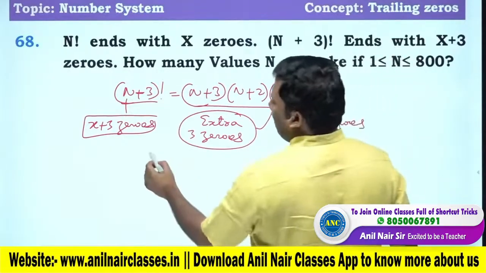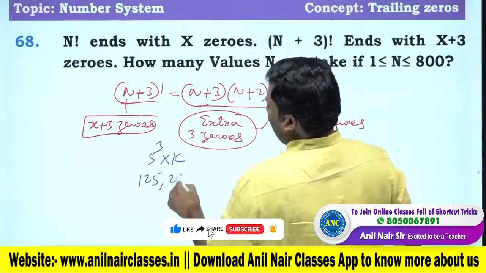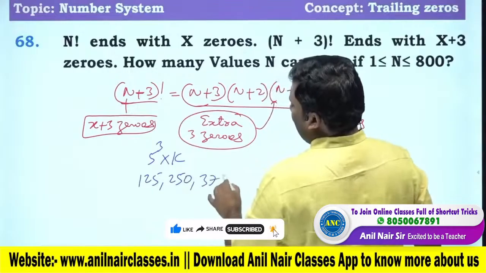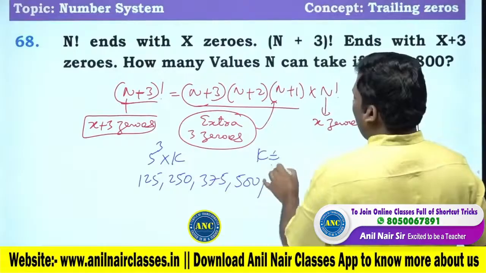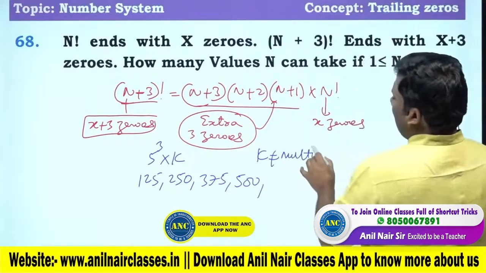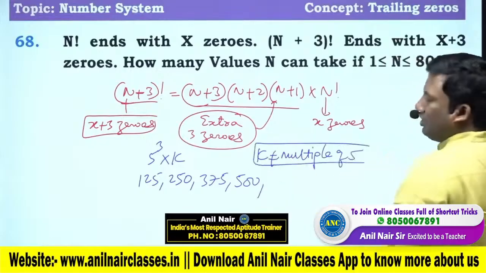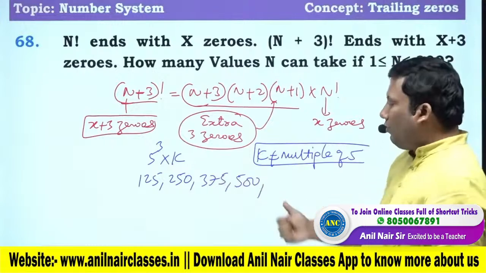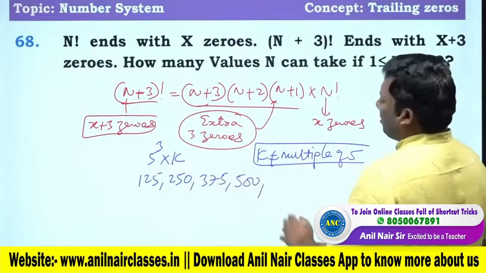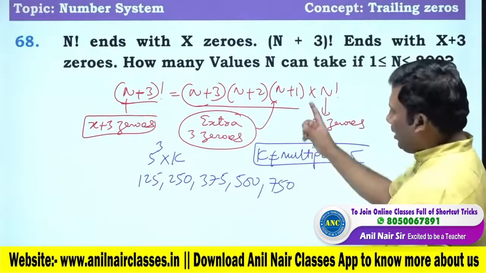3 zeros means it should be 5 cube into k: 125, 250, 375, 500. K should not be a multiple of 5. Otherwise, I will get 4 more zeros. 125 ones are, 2s are, 3s are, 4s are. 625, it is not possible. 750. That means n plus 1.